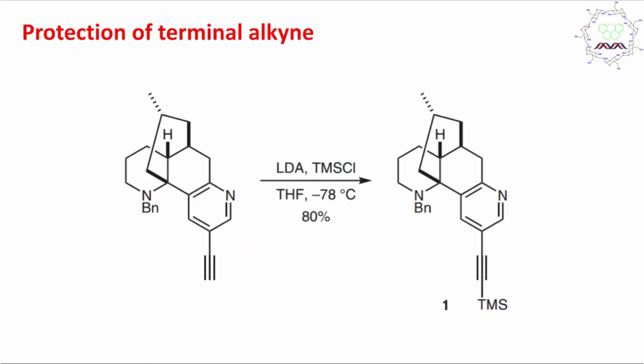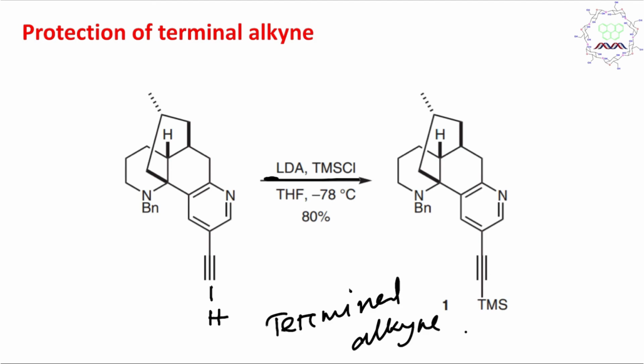So now let's come to the last example. I know you are bored, but this is big chemistry, I'm sorry. In this case, LDA and TMSCl, what does it produce? Alkyne, or more specifically, this is terminal alkyne protection.